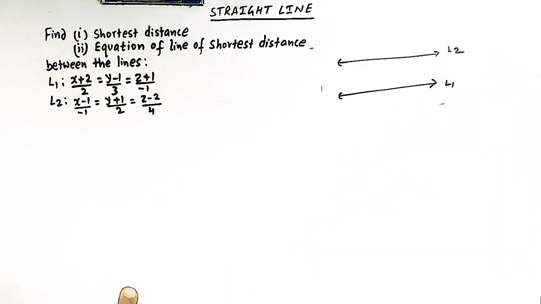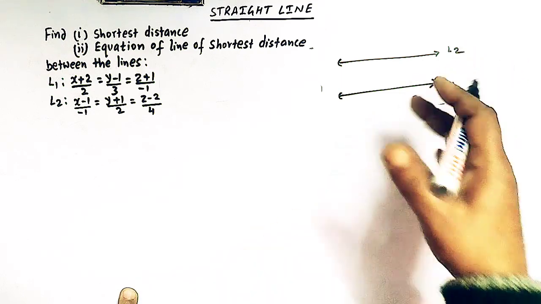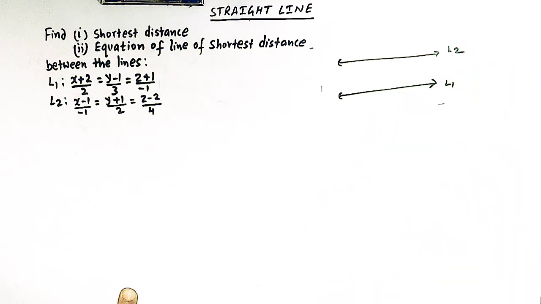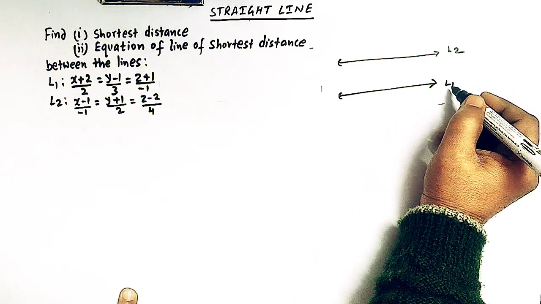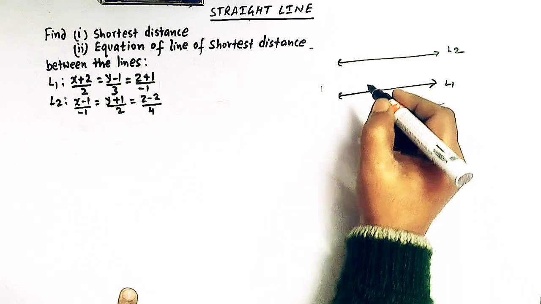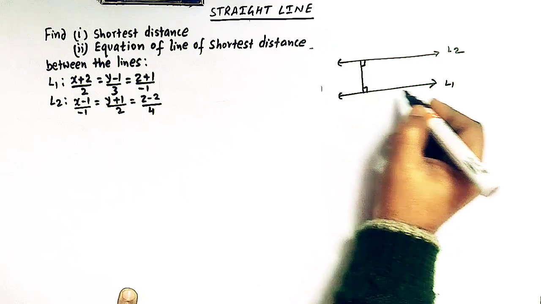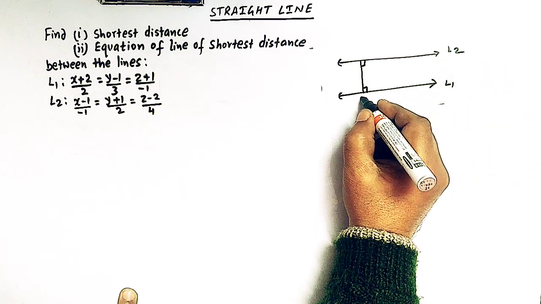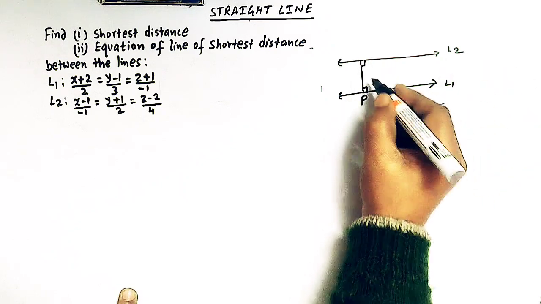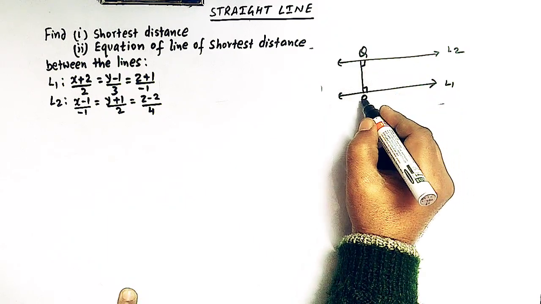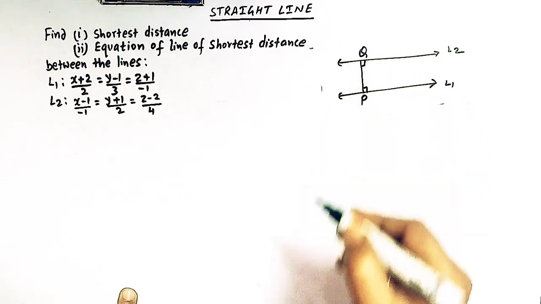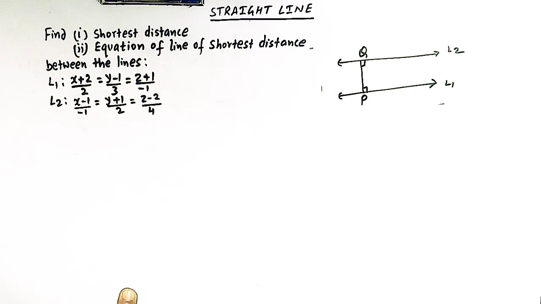So these two lines L1 and L2 are said to be skew lines if they lie on different planes and are non-intersecting. And the shortest distance between these two lines L1 and L2 is the segment or the line which is perpendicular to both these lines. So suppose this is the segment PQ, and this PQ segment is known as the shortest distance between these two lines L1 and L2.